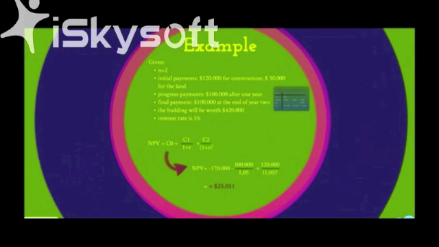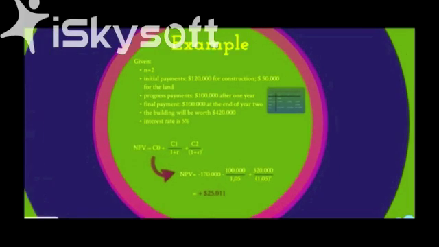Here we see an example. What is given? We have 2 periods. The initial payment is $120,000 for construction. We will construct an office building. $50,000 for the land. The progress payment after 1 year is $100,000, and the final payment will be $100,000 as well at the end of year 2. The building will be worth $420,000 at the end. The interest rate is 5%.